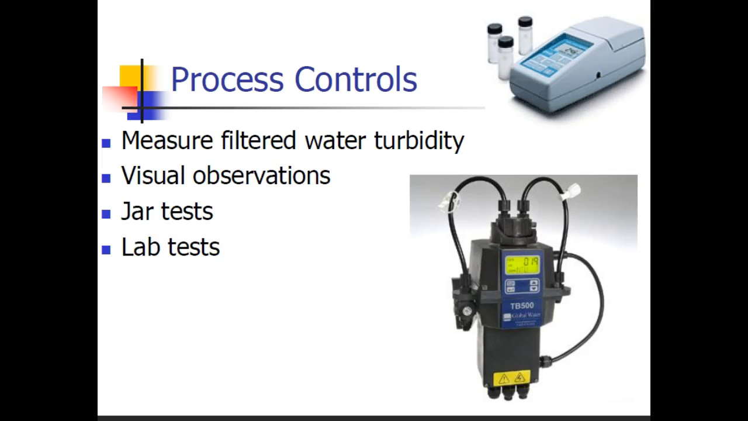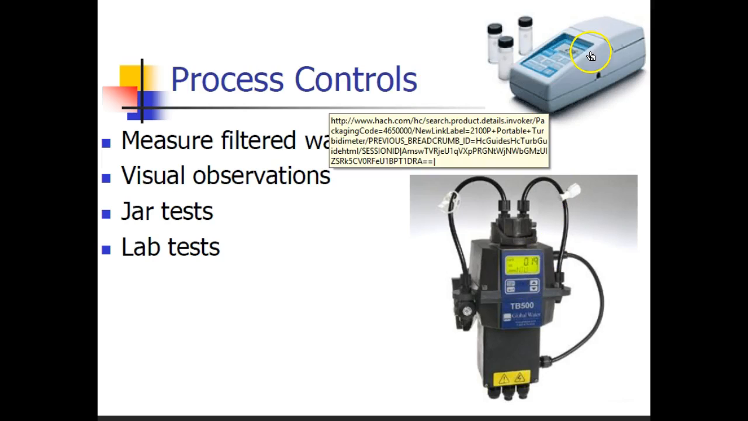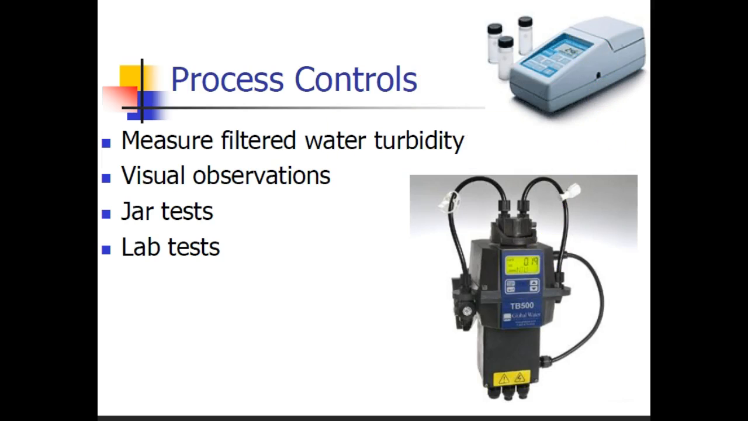So again, process controls: measured filter water turbidity. That's a little turbidimeter up there, and you basically fill these little vials, you slide it in, and they work off reflected light, okay? So again, we're talking about all that stuff in the water. Visual observation, jar tests, and lab tests. And again, many styles. This is an inline one. This is a portable one you can take out in the field.